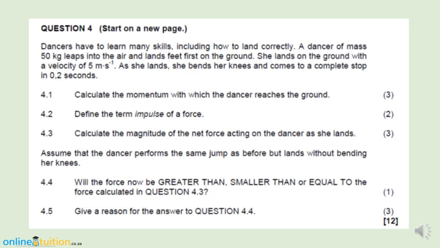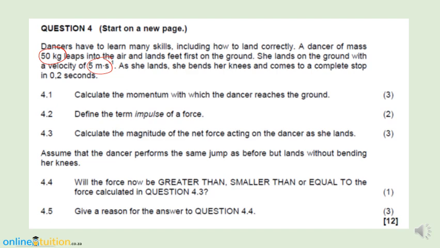A dancer of mass 50 kgs leaps into the air and lands on her feet first on the ground. She lands on the ground with a velocity of 5 meters per second. And as she lands, she bends her knees and comes to a complete stop in 0.2 seconds. Calculate the momentum with which the dancer reaches the ground. 3 marks. Not too shabby.